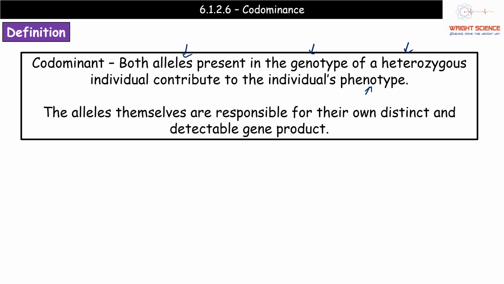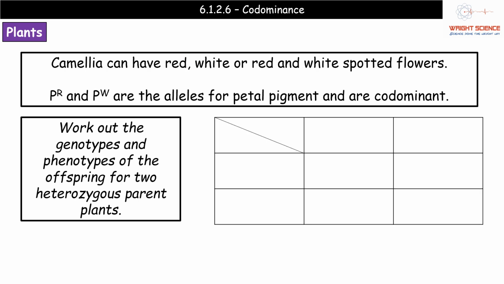And what we actually find is that when we're talking about this codominance, the individual alleles are going to be responsible for their own distinct and detectable gene product. So each allele has something that it makes that we can actually detect. So, easiest way to do this is with examples.